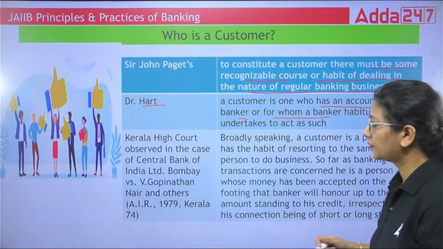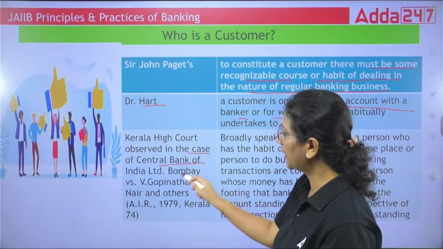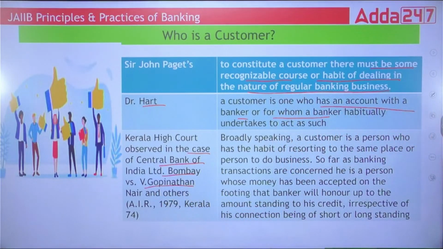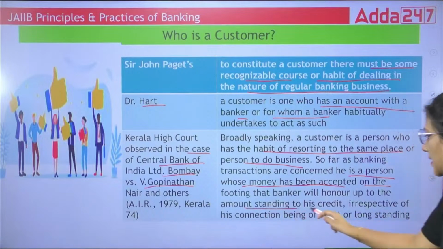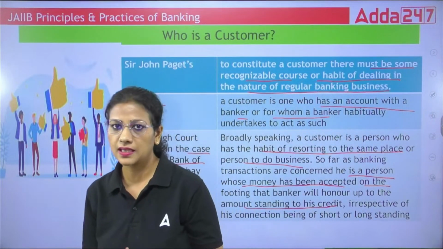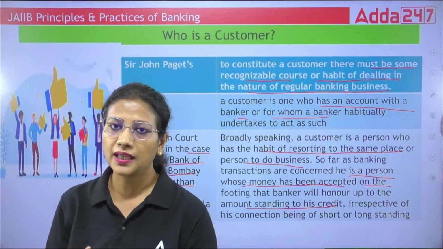According to the Kerala High Court, as observed in the case of Central Bank of India Limited, Bombay versus V. Gopinath Nair and others, broadly speaking, a customer is one who has the habit of resorting to the same place or person to do business. So far as banking transactions are concerned, he is a person whose money has been accepted on the footing that the banker will honor up to the amount standing to his credit, irrespective of his connection being of short or long standing.